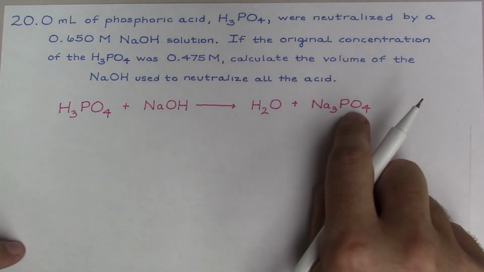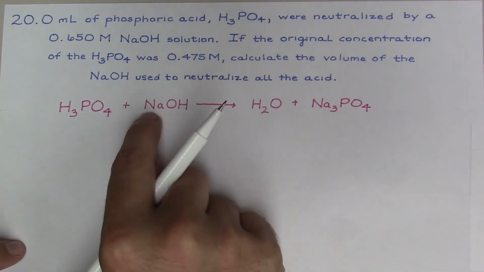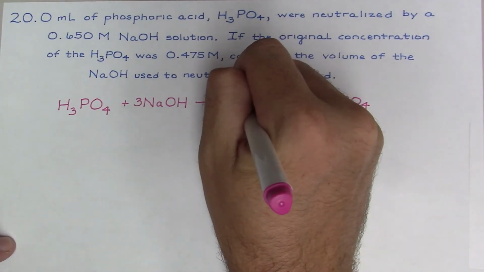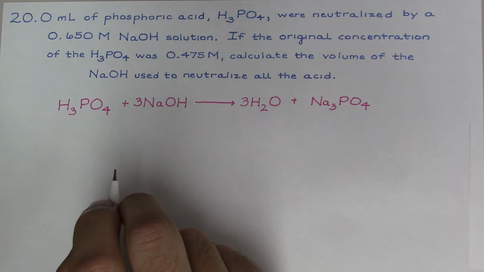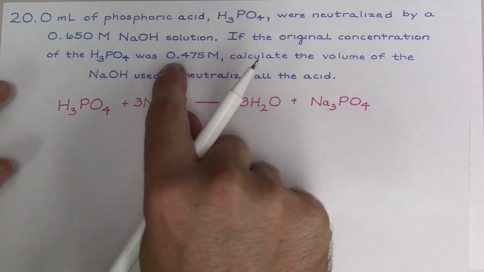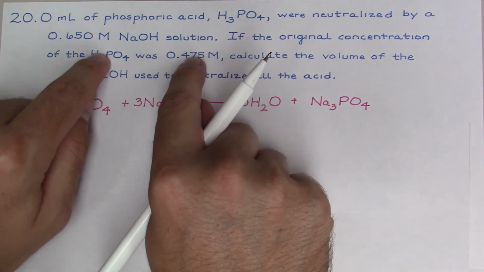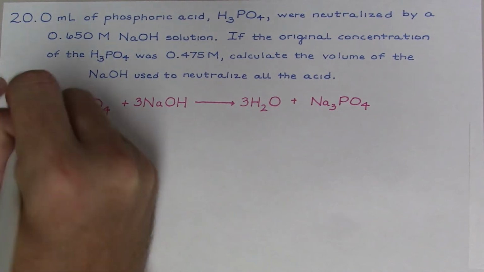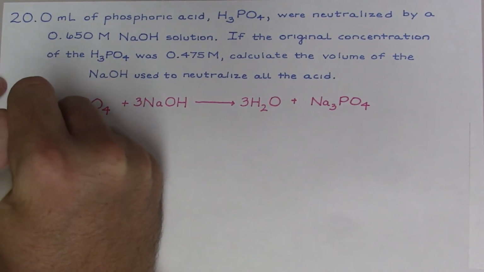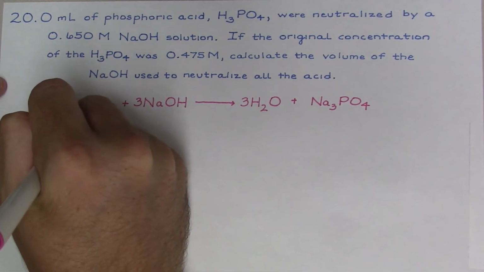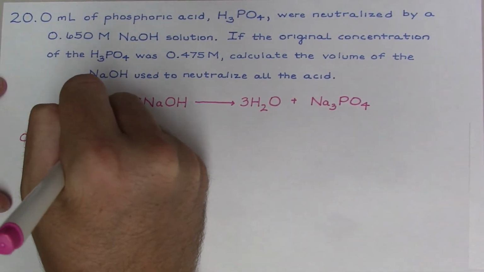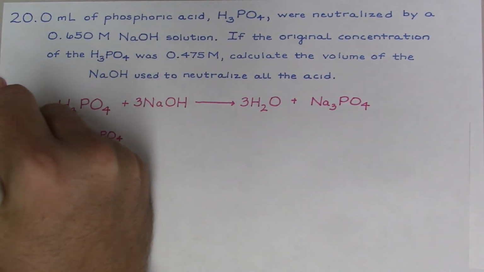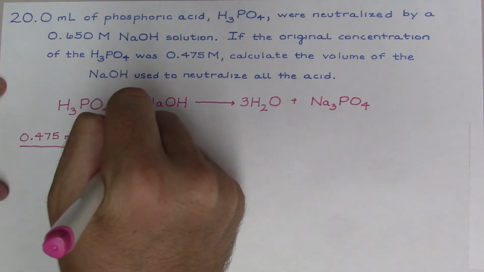Now we must balance. Our phosphates are balanced, but our sodiums are not. So we can put a 3 in front of our sodium hydroxide. This now means that I need to have 3 waters to balance, and we have a successfully balanced chemical equation. So now I want to start with the molarity of my phosphoric acid. We can state using the definition of our molarity that 0.475 moles of H3PO4 is included in 1 liter of our acidic solution.